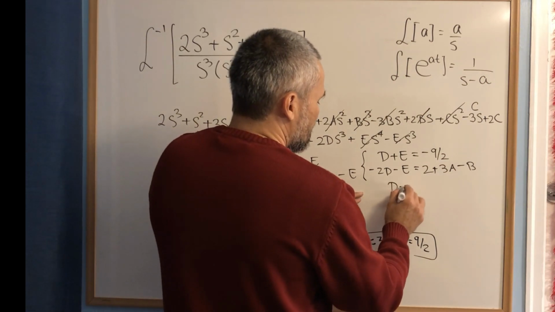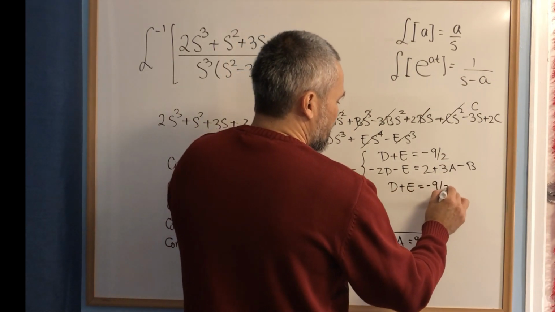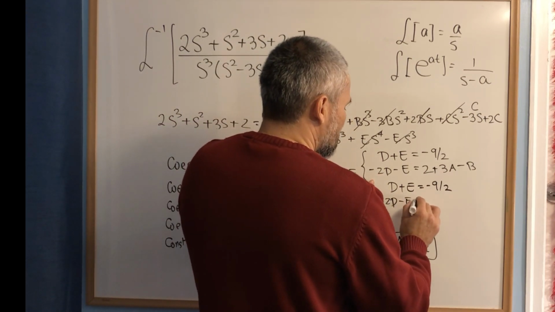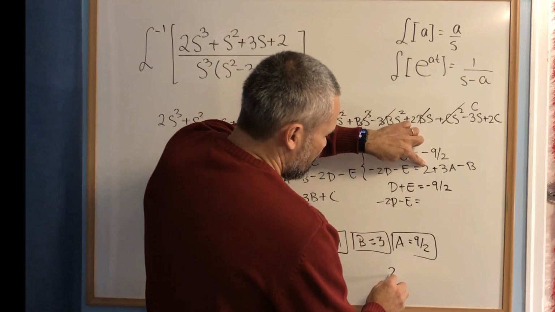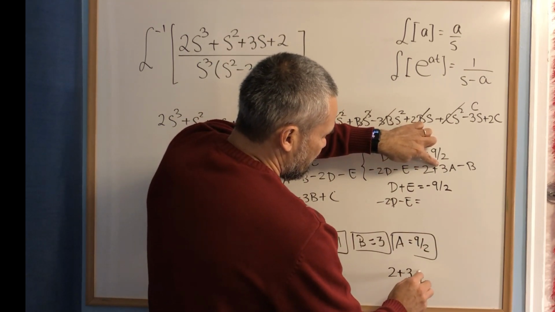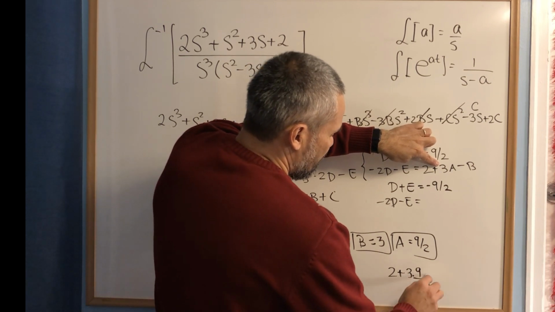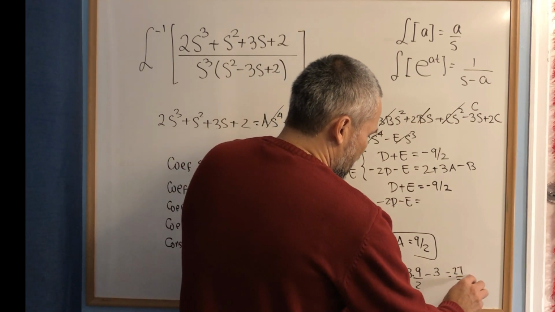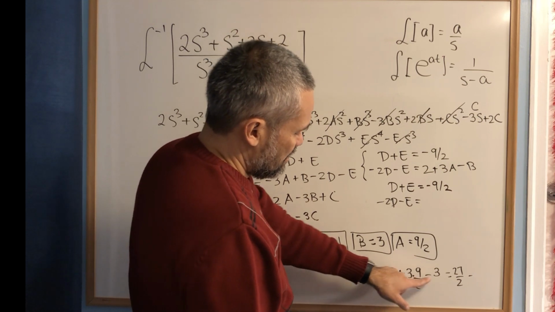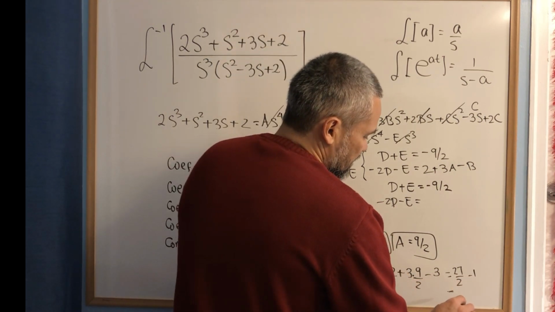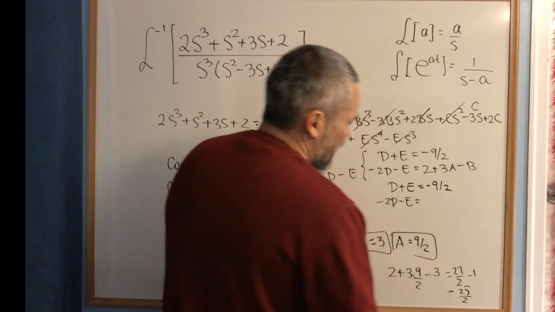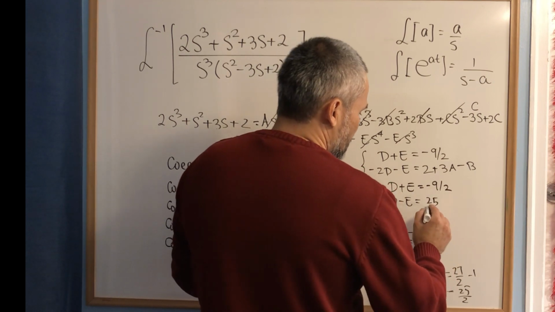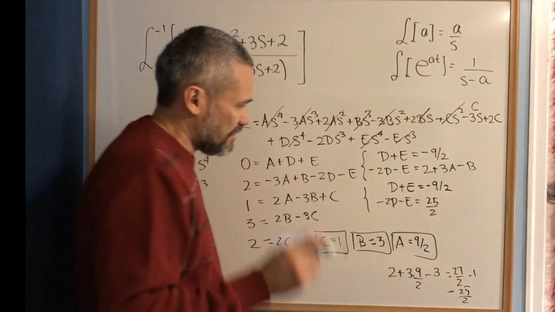We have d plus e equal negative 9/2. And here we have negative 2d minus e equal, what is this? This is 2 plus 3 times a. 3 times 9/2 is 27/2, minus 1. And this is 25/2. Then this is 25/2. How to solve this system?